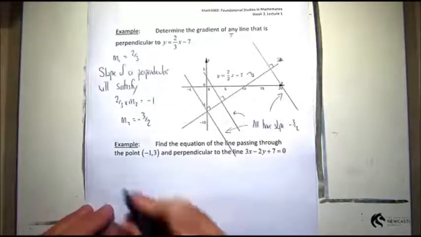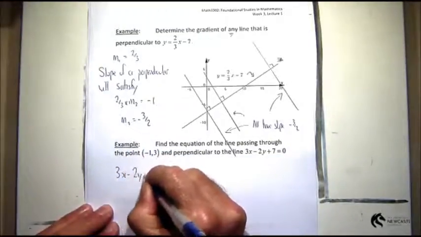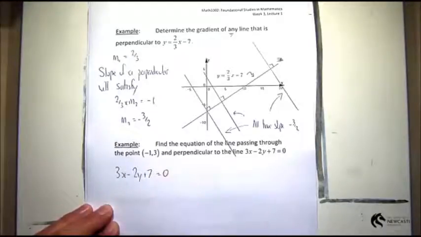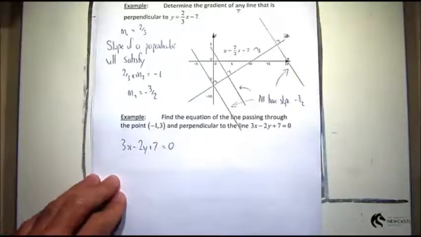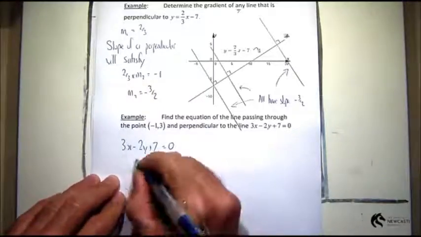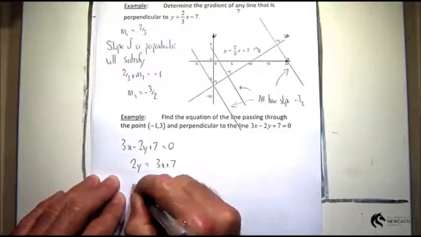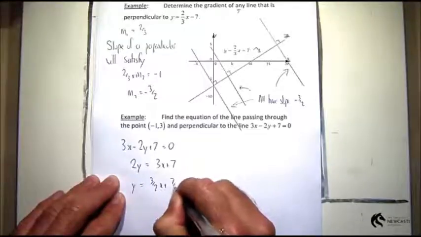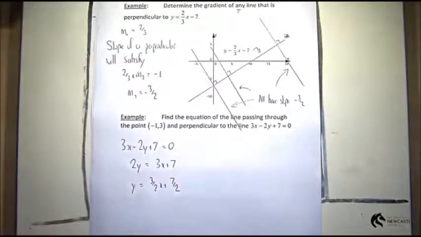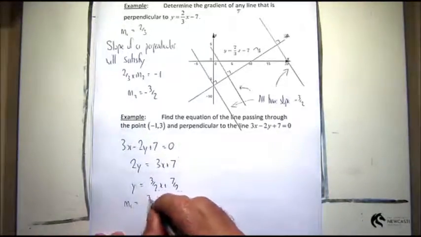So I can say here, let's first of all look at the line 3x minus 2y plus 7 is equal to 0. We will write that in gradient intercept form. So that will say 2y is equal to 3x plus 7. So y is equal to 3 on 2 x plus 7 on 2. So the slope of this line is 3 on 2.